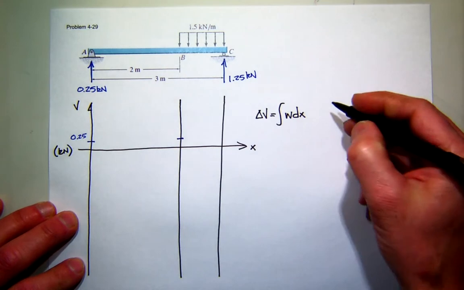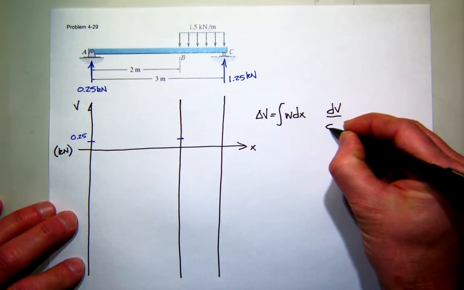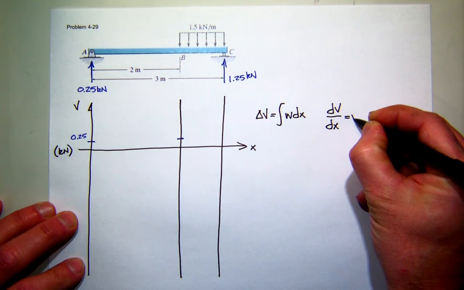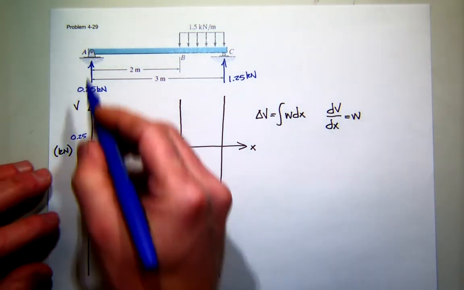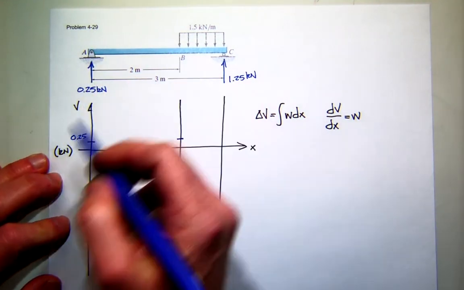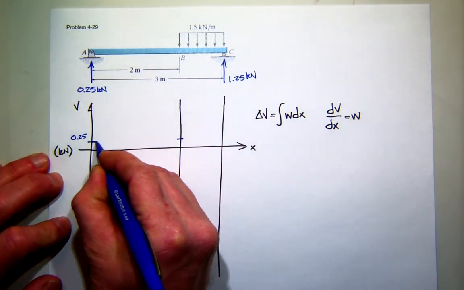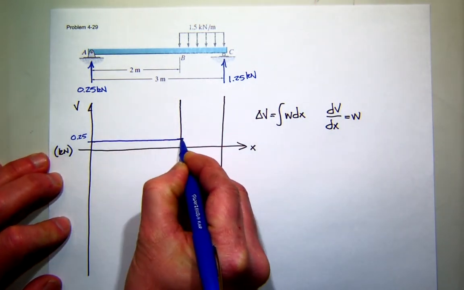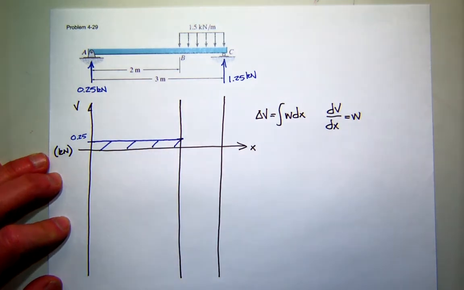And the second relationship from this set is that the slope of the shear diagram should be equal to the loading. And what is the value of the load between A and B? 0. So that means the slope is 0. That means a horizontal line. So we have a section of constant shear over the first 2 meters.